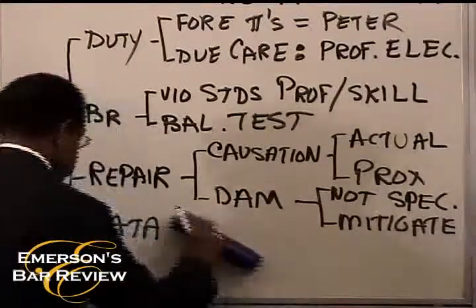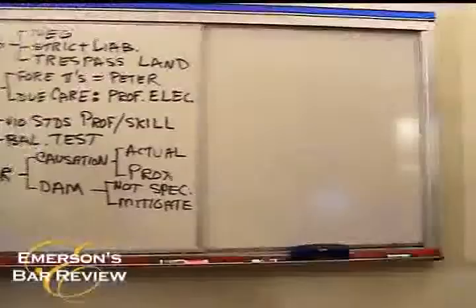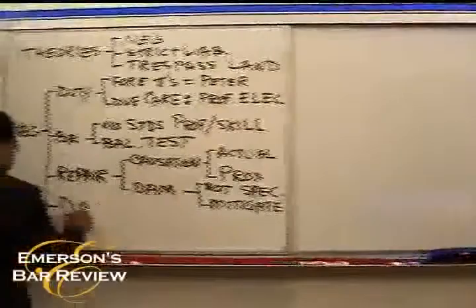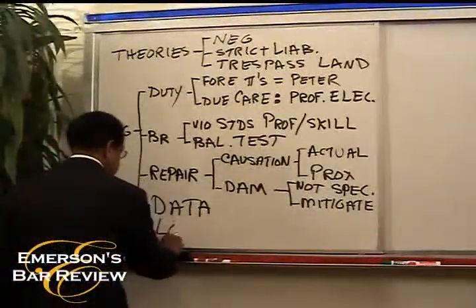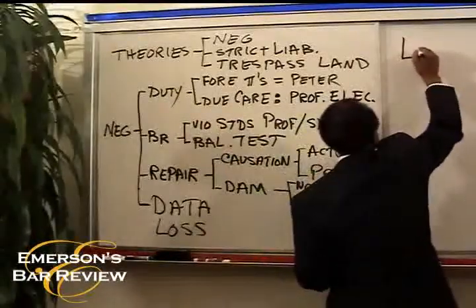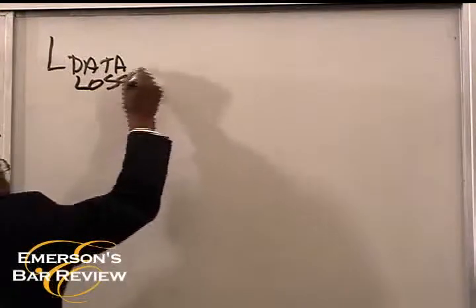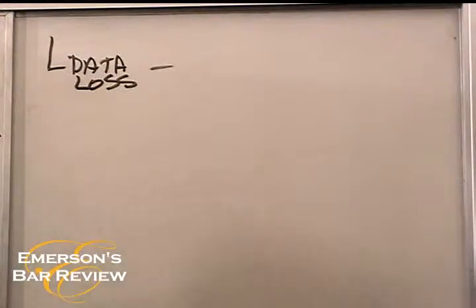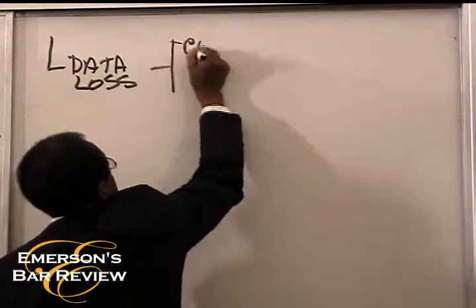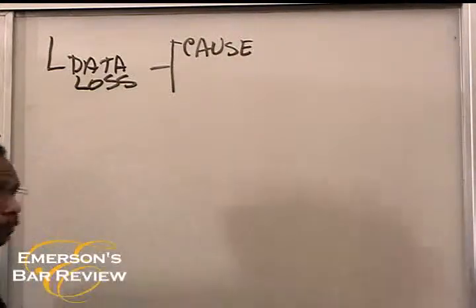In fact, I'm going to move this over to another board so you can see it very clearly. So the next one here is the data loss. So we're going to bring the data loss and put it over here. And so, was the data loss caused, we're looking at causation and damages now, and was the computer loss caused by Dan's negligence?